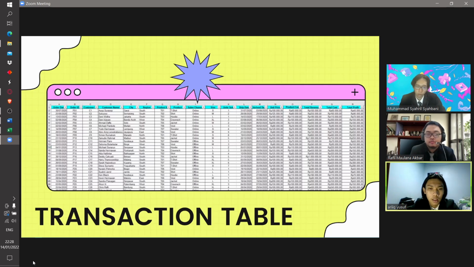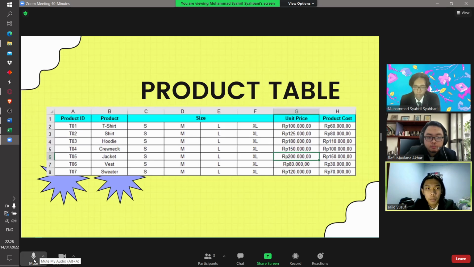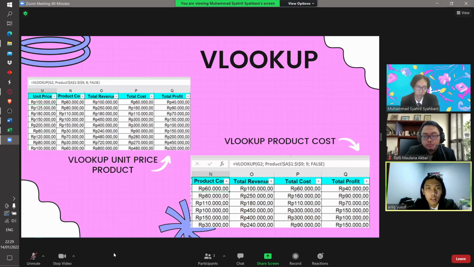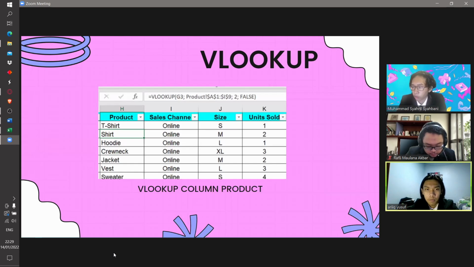This is our transaction table. This is our product table. This is the VLOOKUP function that we use. The first one, we use VLOOKUP for unit price product, and the second one, we use VLOOKUP for product. We use VLOOKUP for product cost. And the last one, we use VLOOKUP for column product.